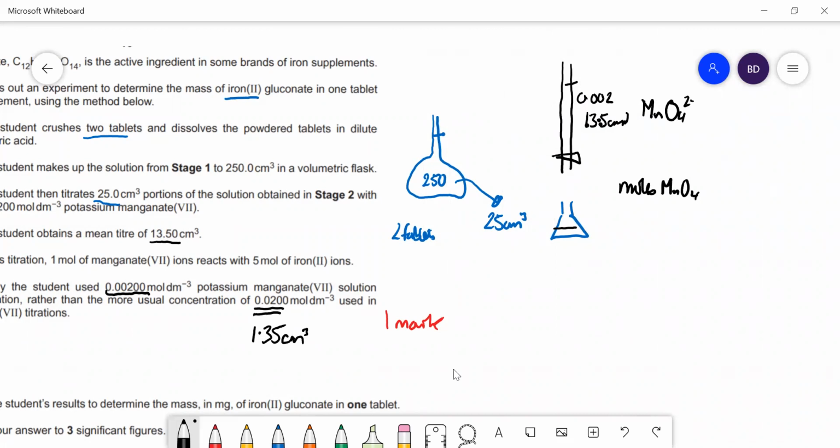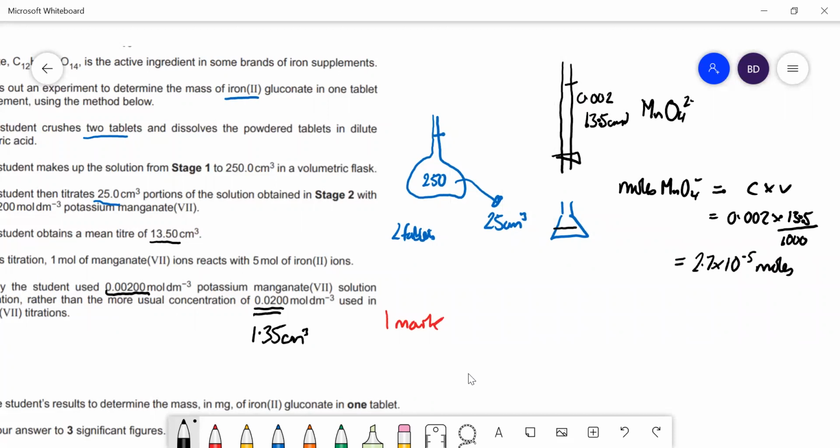Moles of manganate is equal to concentration times volume. So that's 0.002 multiplied by 13.5, the titer. That volume has got to be in dm cubed, so that's over 1,000. And that gives us 2.7 times 10 to the minus 5 moles of manganate.